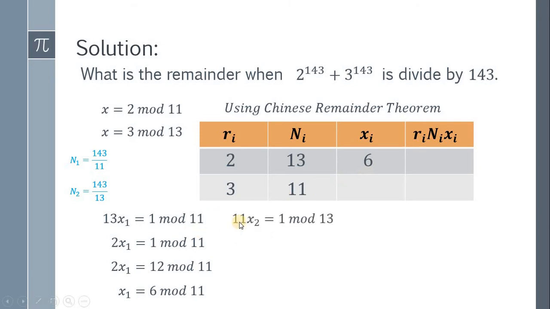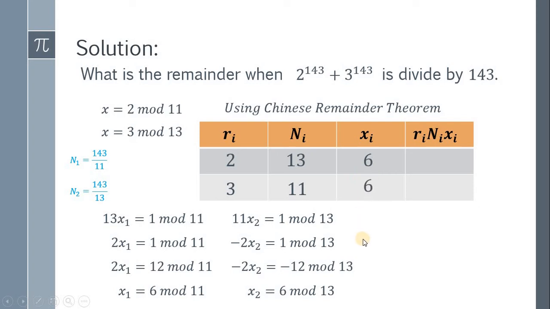So we have 11 times x sub 2 is congruent to 1 mod 13. Next, negative 2 x sub 2 is equal to 1 mod 13. Next, subtract 13. So we have negative 2 x sub 2 is equal to negative 12 mod 13, divided by negative 2 both sides. We have x sub 2 is equal to 6 mod 13. Therefore, x sub 2 is also 6.